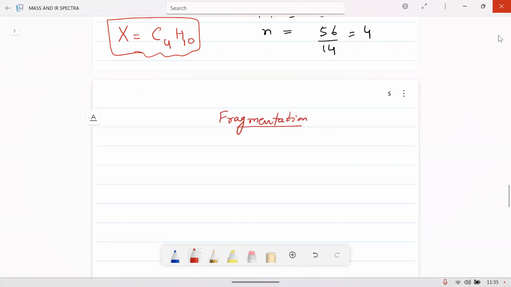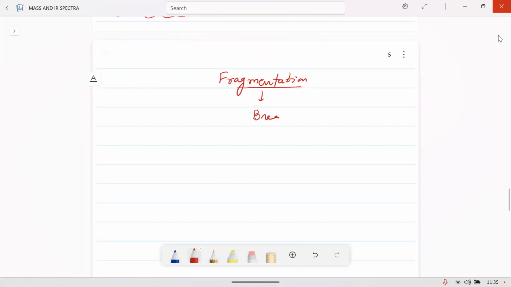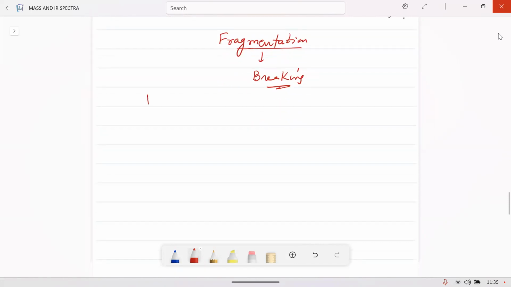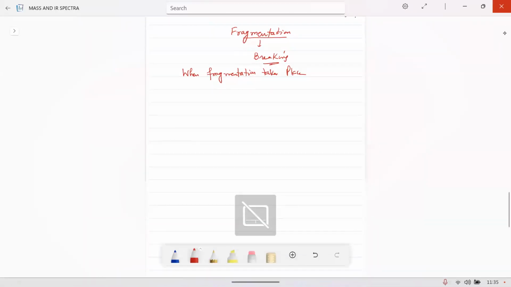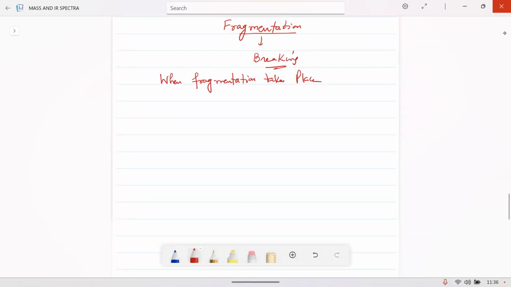Fragmentation means breaking. So fragmentation basically means you are breaking the molecule at different places. Now, whenever fragmentation takes place, like this fragmentation, when I'm talking about, it may break from here, it may break from here or here. So right now we are focusing only on the carbon-carbon bond breaking. At a higher level, you may get other bonds breaking also, but not at this point.